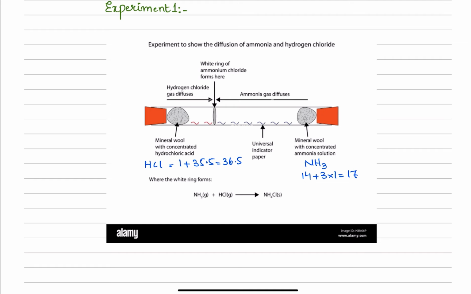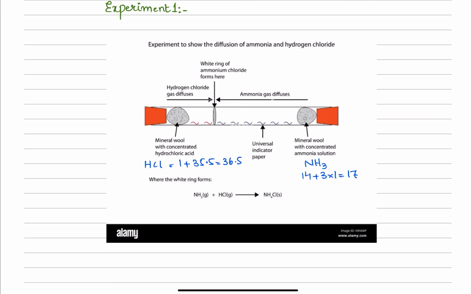Keeping in mind the previous video, that relative molecular mass is one of the factors that affects the rate of diffusion, we can compare the relative molecular mass of HCl and ammonia, and we can see that HCl is approximately twice as heavy as ammonia. And we saw that heavier gases diffuse slower and lighter gases diffuse faster. So ammonia gas diffuses faster from right to left. The arrow is moving from right to left. Whereas hydrogen chloride gas is also diffusing, but at a much slower rate as compared to ammonia.